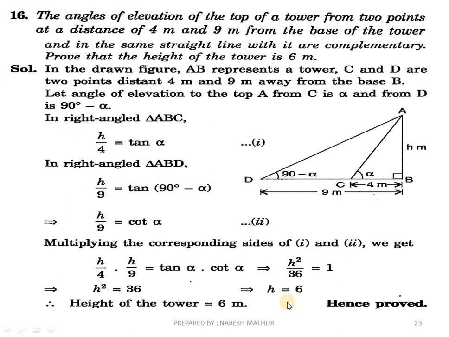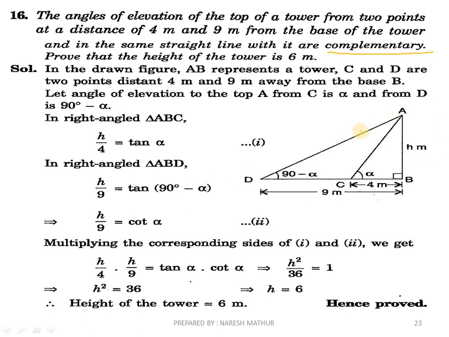Okay, last one. The angles of elevation of the top of the tower from two points at a distance of 4 and 9 meters from the base of the tower and in the same straight line with it are complementary. Make it important because they are complementary. Prove that the height of the tower is 6 meters. Now see, the 4 meter and 9 meter distances are given from the foot or the base of the tower. So C is 4 meters away from B and D is 9 meters away from B.